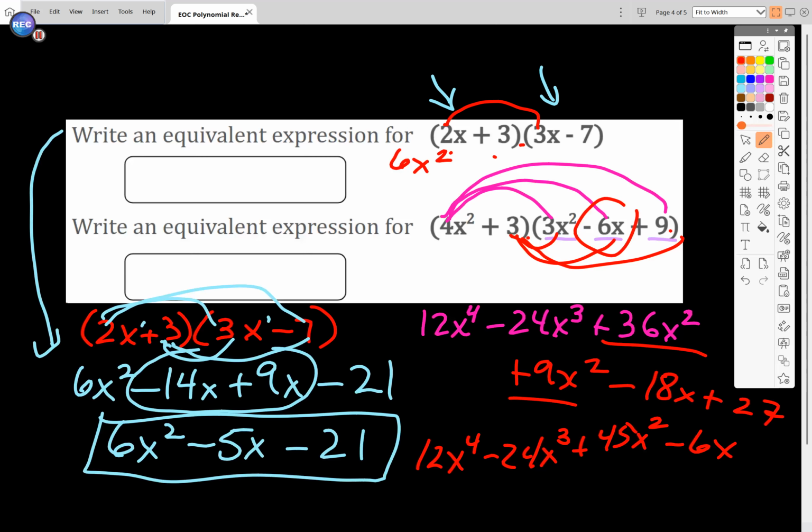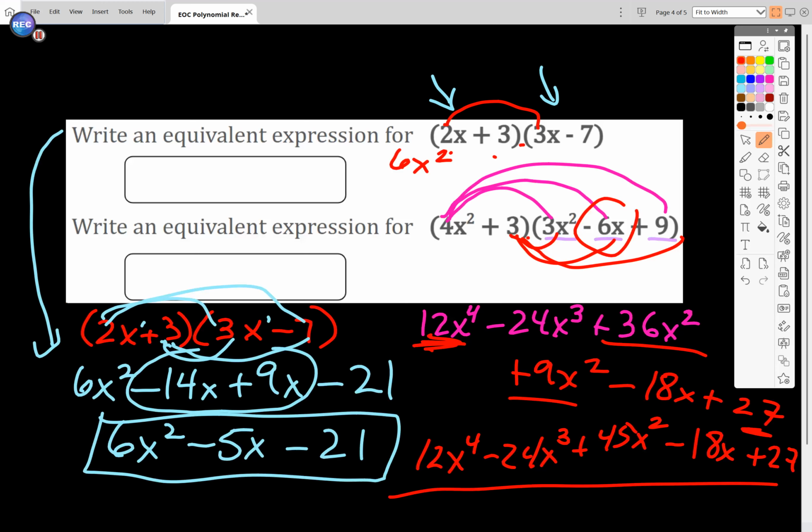And positive 9. Oh, let's not minus 6x here. Let's bring down the minus 18x that we have and the plus 27. So the numbers in the front usually don't have like terms. The numbers in the back usually don't have like terms. And now this whole string of numbers is your answer because none of these are like terms.